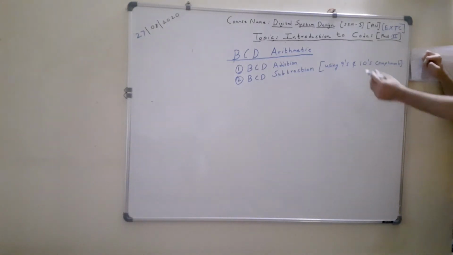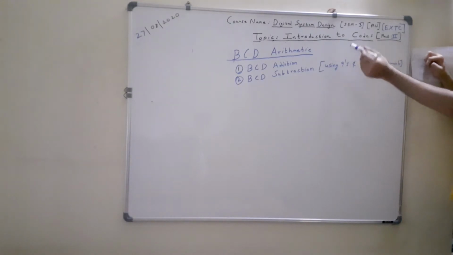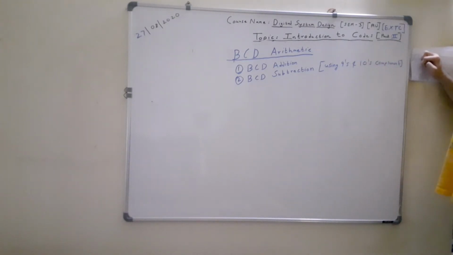Now in the last class we were studying the different types of codes which are used in digital systems. This is part 2 of that lecture, and in this part 2 we will study binary coded decimal arithmetic, that is BCD arithmetic.